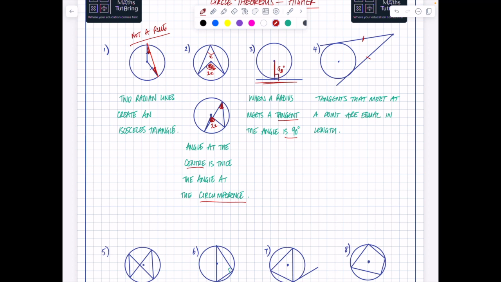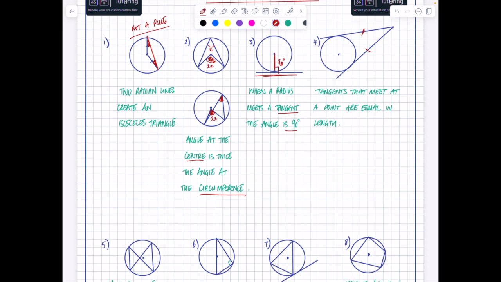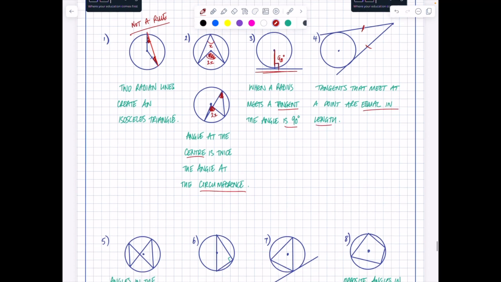Next one, if you have two tangent lines, so you can see here I've got my two tangent lines, one there and one there. If they meet at a particular point, those two lines are actually equal in length. And if I was to then do something like this and like this, I've created a 90 degree there, 90 degree there, and then that would be a kite. So you can use that a lot of the time to help you. But the key thing to remember is that that length there and that length there are exactly the same. So tangents that meet at a point are equal in length. Okay, really important there. So there are your first 4. Number 1's not really a rule.